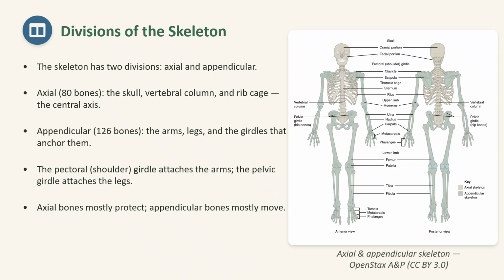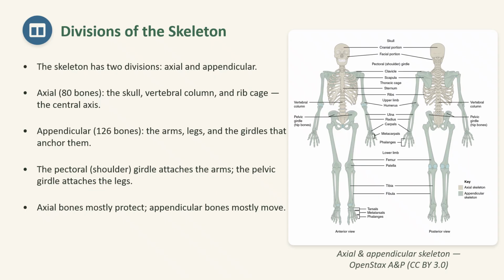The 206 bones sort into two divisions. The figure on the right shows them together in the body. The axial skeleton is the central axis. It's the skull, the vertebral column, and the rib cage. About 80 bones in all. These are the bones that mostly protect. They form hard cases around the brain, the spinal cord, the heart, and the lungs.